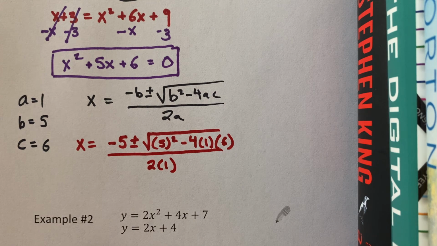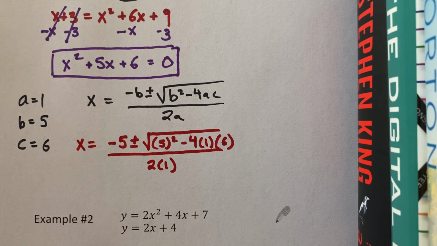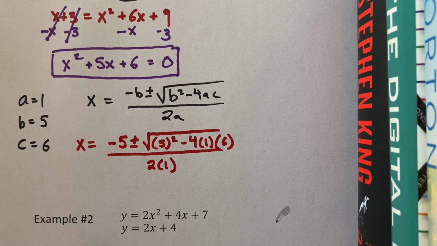First step, always plug those numbers in. The first thing you want to simplify once you get here is that discriminant. This is going to tell us how many solutions we have. So if we ever get a negative number here, right off the bat, I can say there's going to be no solutions.